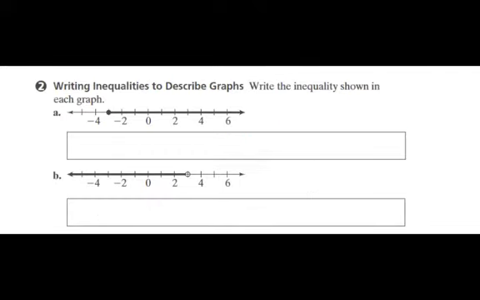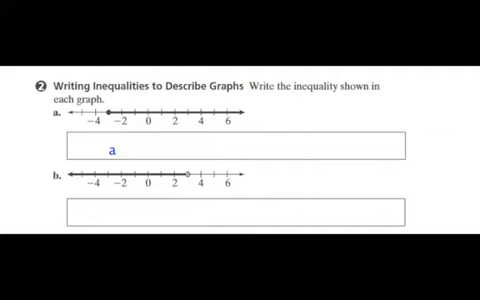For example number 2, we're going to write the inequality shown for each graph. So look at graph A. We'll use the variable A just because it's graph A. You could use any variable. That's not really important. So we start off by writing the letter A. Then we look at the circle. Is the circle open or closed?